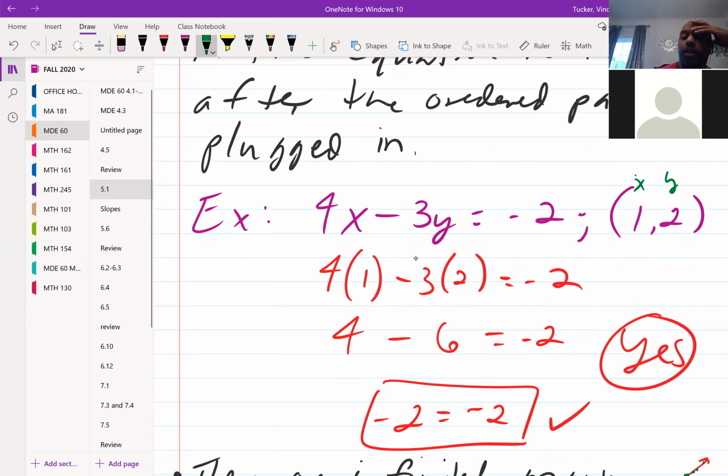So if it ended up being something different, in other words, created a false statement, if it said 1 equal to negative 2 or 5 equal to negative 2, then the answer would be no. It would not be a solution.